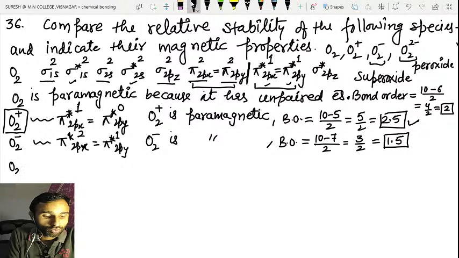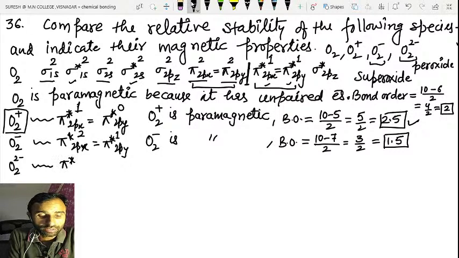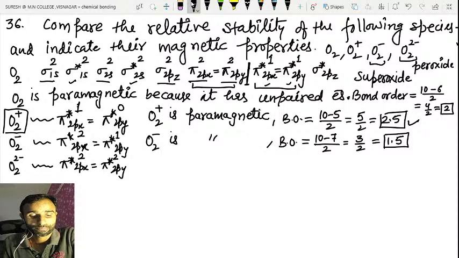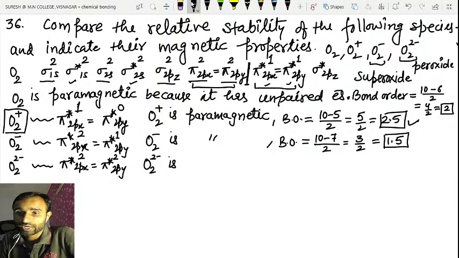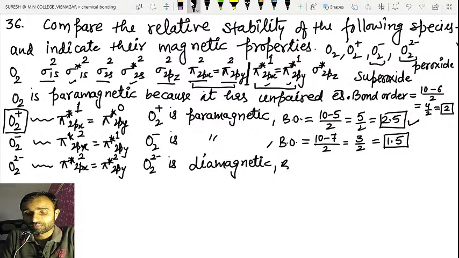Now O2 2 negative. This part again up to this remains same and 2 electrons are added. So pi star 2px, pi star 2py. It becomes 2. So now O2 2 negative is, because all the electrons are paired now, diamagnetic. And 10 minus.